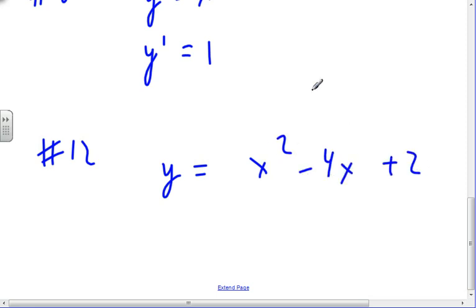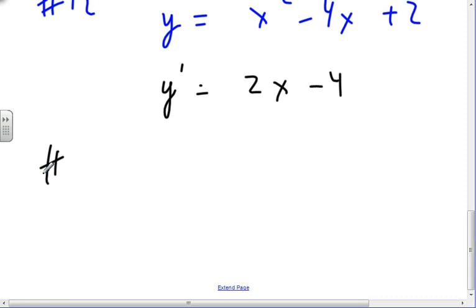I think that hearing me in the other room is just solved by sitting up close, right? Y prime is equal to 2x minus 4. Am I going fast enough? Number 16.